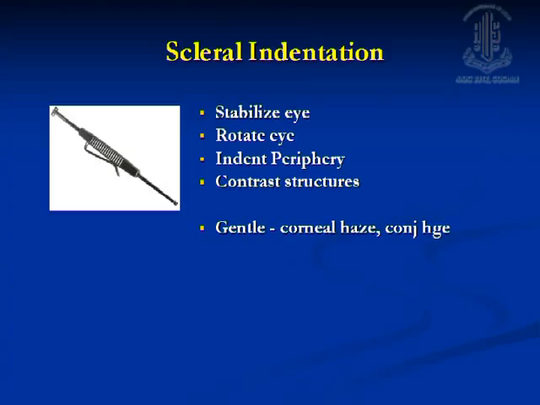Scleral indentation is a very important component of ROP screening because these children are not anesthetized, just topical anesthesia is there. The child tends to move his eye. So a scleral depressor like this is useful to stabilize the eye, rotate the eye to see the periphery, indent the periphery and see areas of interest, and contrast structures which you would not be able to see otherwise. However, you have to be gentle, otherwise you'll end up with corneal haze, conjunctival hemorrhages, etc.